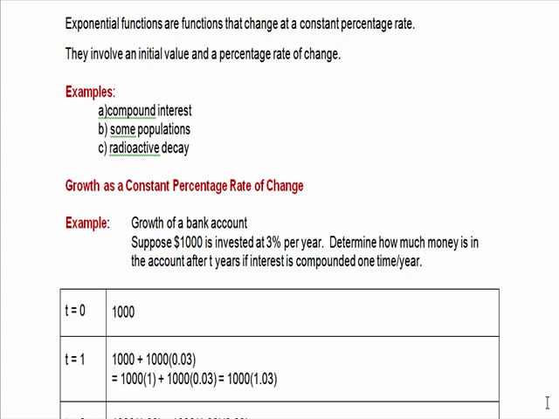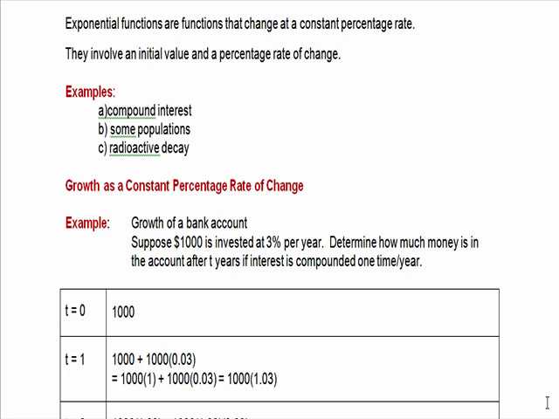And so in some cases, as time goes on, the rate would actually increase if we were thinking of slope, and in some cases decrease if we're thinking of slope. But we'll actually have a constant percentage rate of change. Examples of real-world situations that lend themselves to exponential functions are compound interest, some population growth or decay, and radioactive decay.